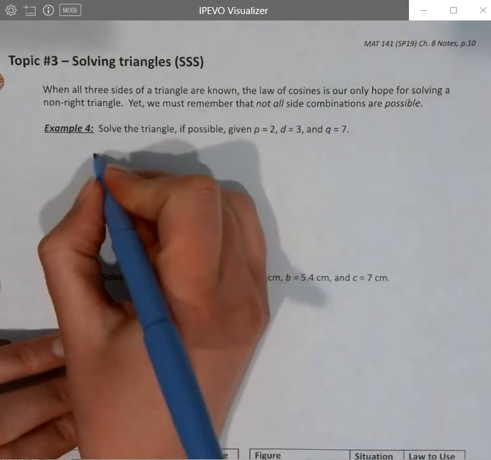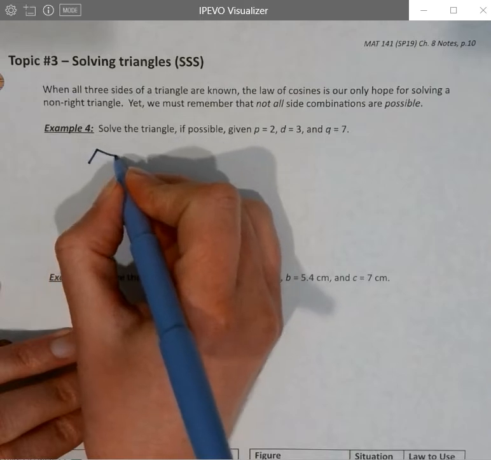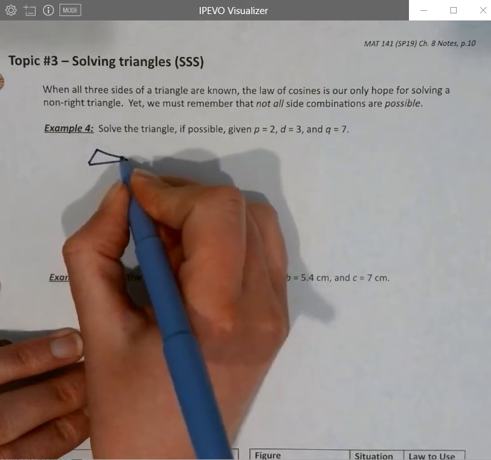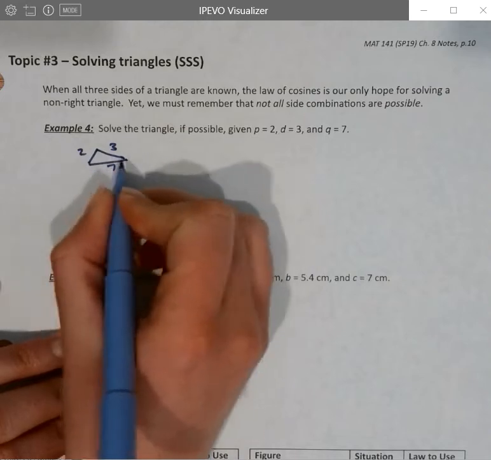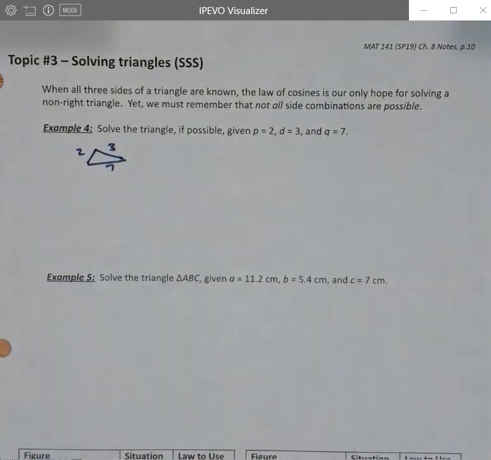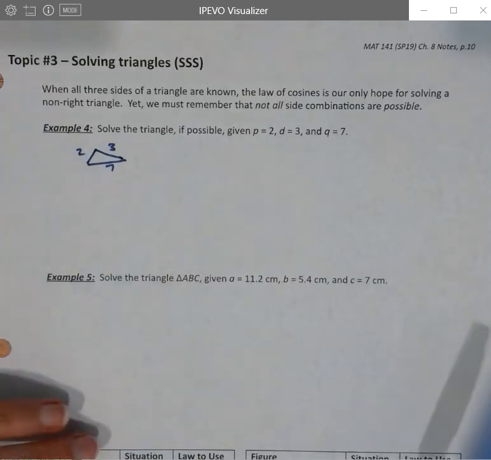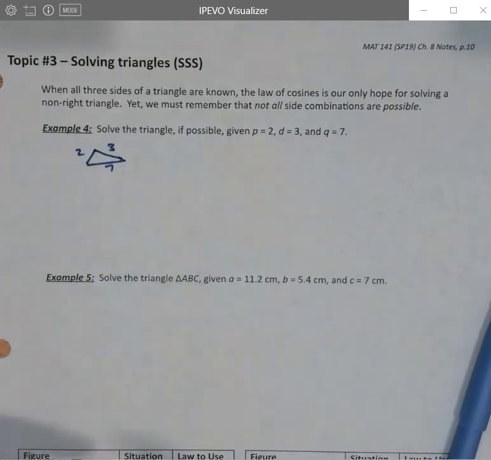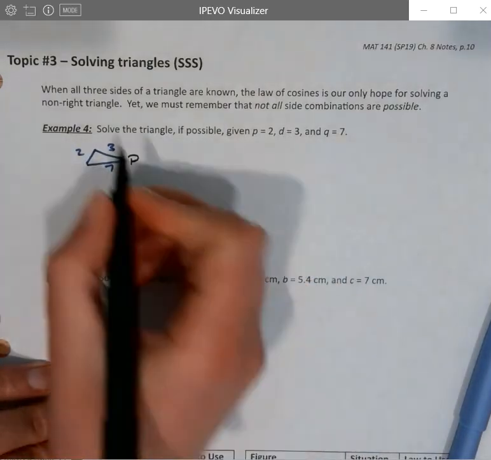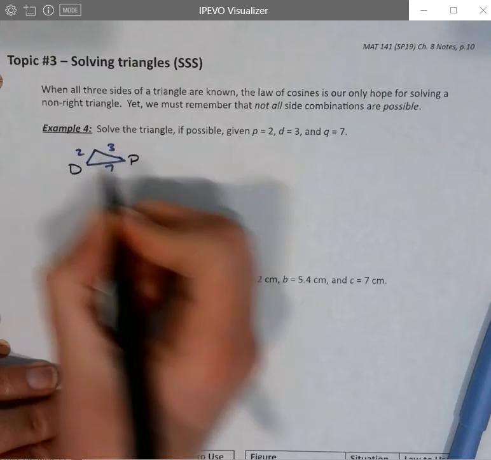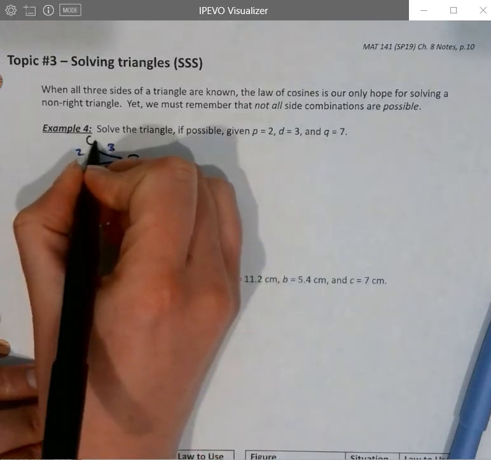So it's going to have a 2, a 3, and a 7. So what we need to figure out is if 7 is a long enough thing to connect between those 2's and those 3's or not, if I can build this triangle with those 2, 3, and 7. Okay, so let's give these sides some names. They've already been named a little bit for us. P is 2, so this is capital P. D was 3, so that's capital D. Q was 7, so this is capital Q.